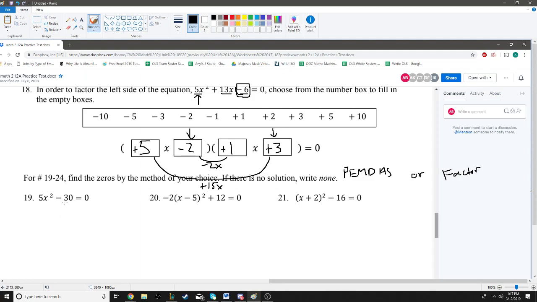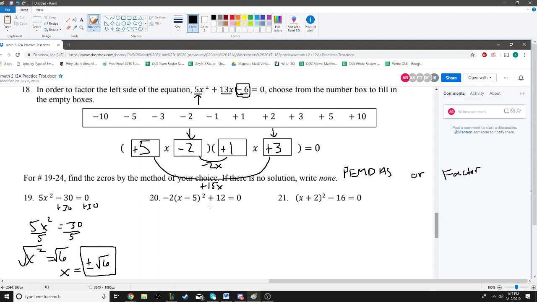Alright, so first thing we got to do is add 30 to both sides. So we get 5x squared is equal to 30. Then we divide both sides by 5. And we get x squared is equal to 6. And then we square root both sides to get x equals plus or minus the square root of 6. Remember, when you take a square root, you always end up with two answers. One of them is positive, one of them is negative.